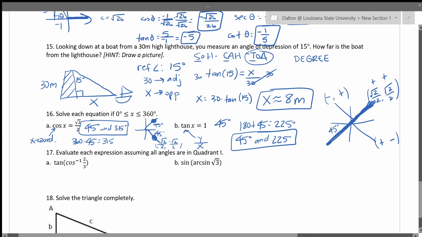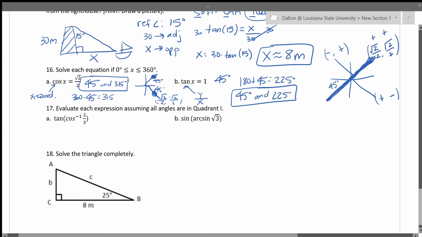Okay, number 17, evaluate each expression assuming all angles are in quadrant 1. So these can be a little bit tricky. What you have to remember is, and this is going to be one, I can tell it already, it's going to be on your test. You're going to go, oh, I remember she did it, I just don't remember how to do it. Study and make sure you remember how to do this problem.